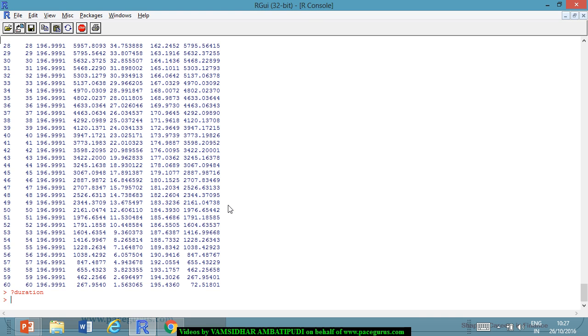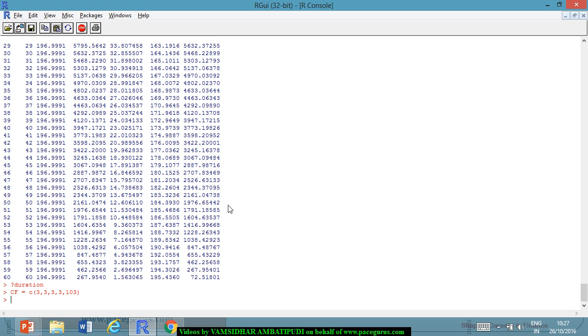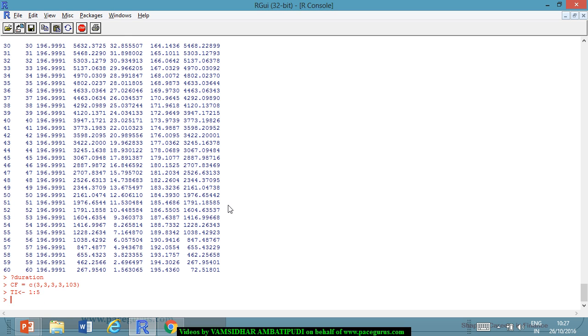So in this case, the cash flows for me are 3 at the end of the first year, 3 in the second year, 3 in the third year, 3 in the fourth, and 103 in the fifth year. So these are the cash flows. Then I'm talking about the time intervals. We are talking about 1 to 5. So these are the time IDs that I'm giving. So based on this, I can find out the duration.